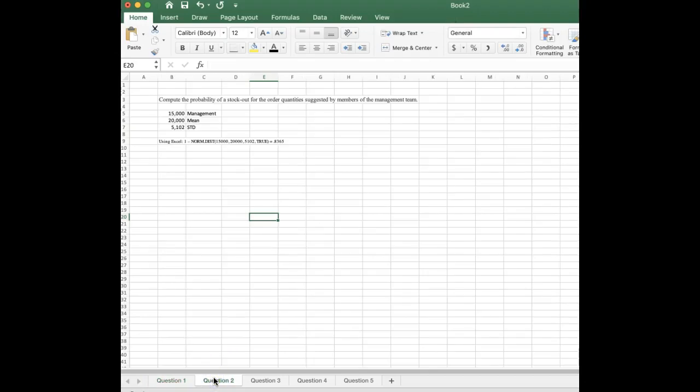Let's look at question number 2 here. We are going to compute the probability of stock out. So this happens all the time. How many times have you tried to go to the store and you say, hey, I want to buy something, and then you know it's out of stock. Especially with everything that's going on in today's world, we've seen it. The demand just spiked. We didn't know about that. But in here, sometimes we do control the demand.